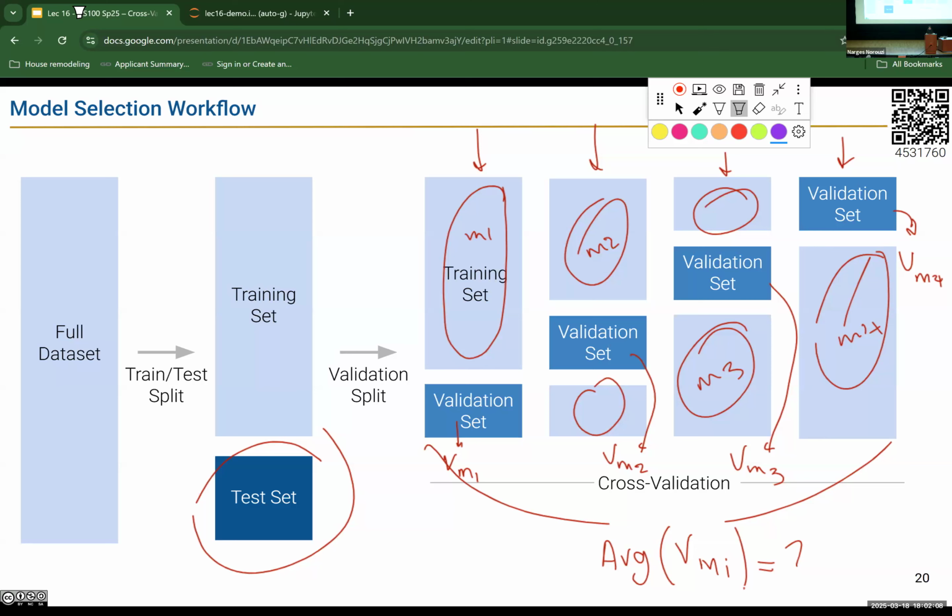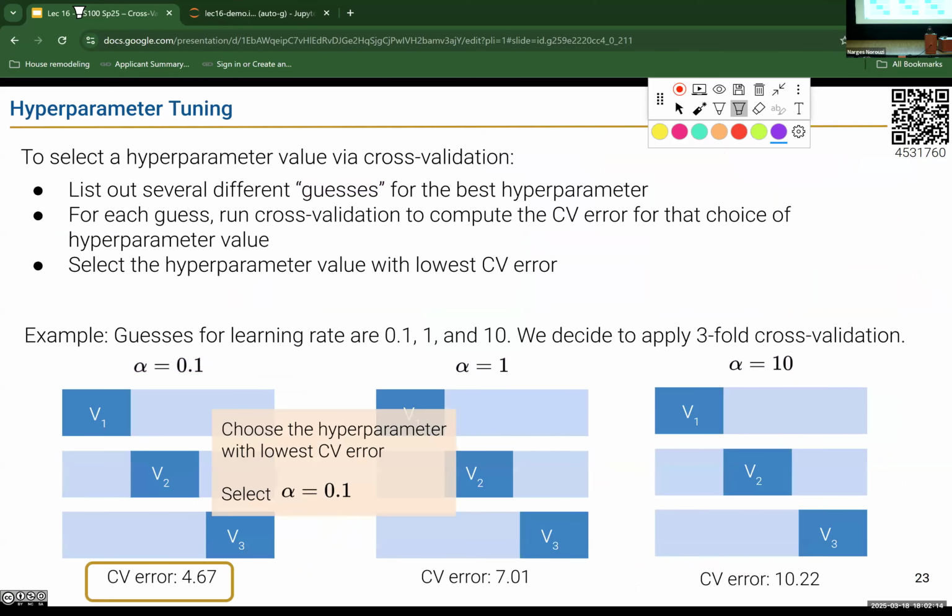So you just really want to make sure that you use all the data that's available to you for the entire training process. Okay, that was a good exercise.